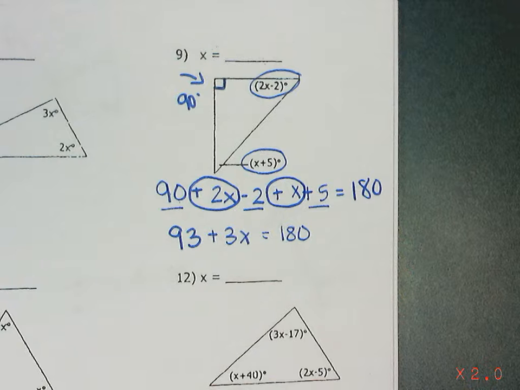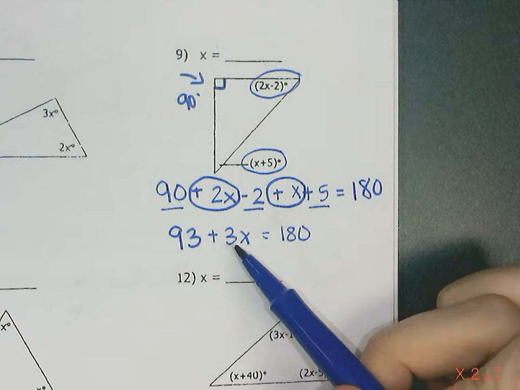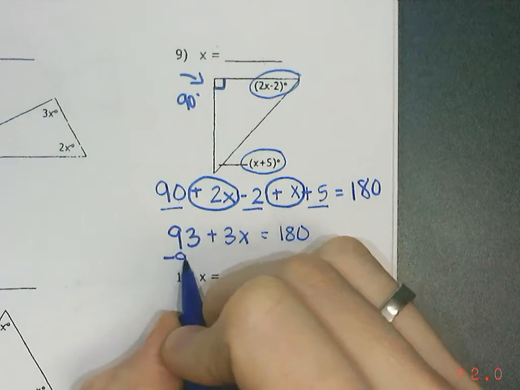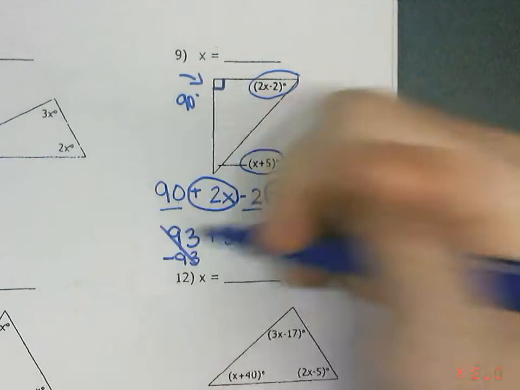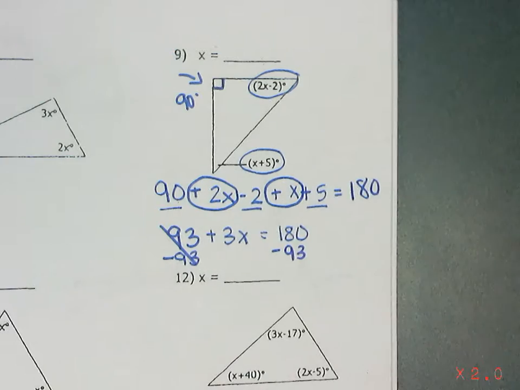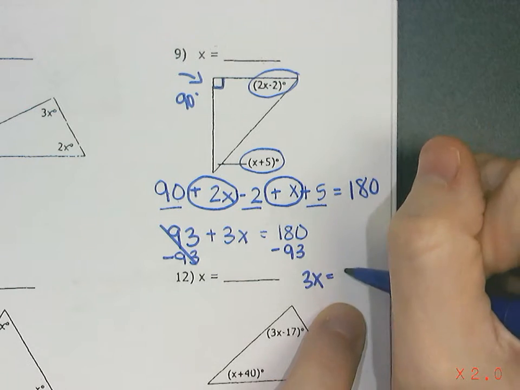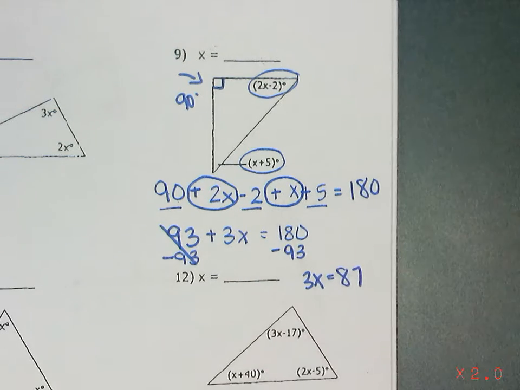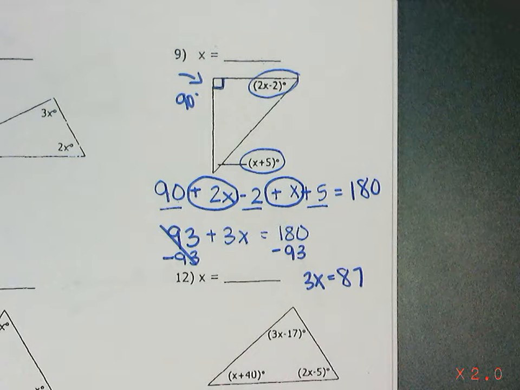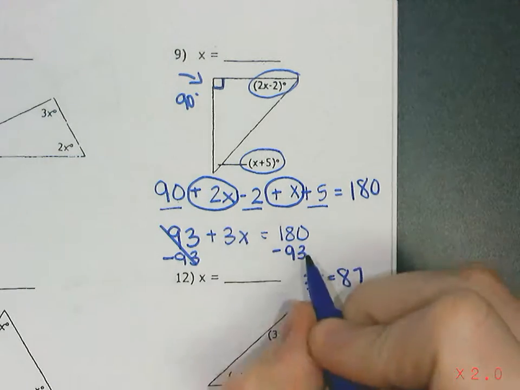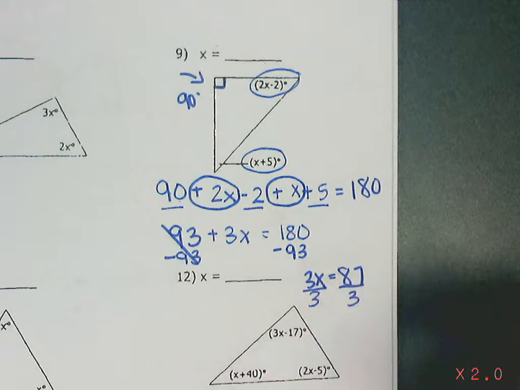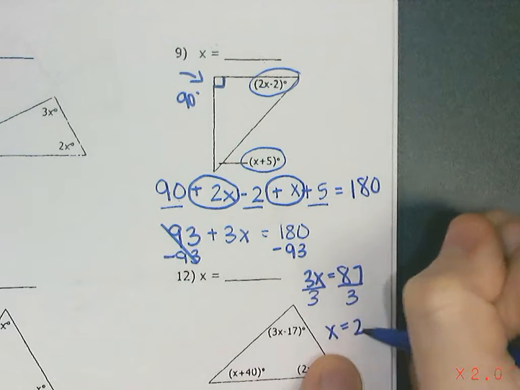Now this is a two-step equation. Remember, the x is the host. So we want to get the host all by itself, which means the 3 is the best friend. The 93 is the acquaintance. The 93 leaves the party first by doing the opposite. So we subtract 93. That gives us 3x equals 87. And then we have to get rid of the best friend by doing the opposite. So we divide by 3 on both sides. And x equals 29.